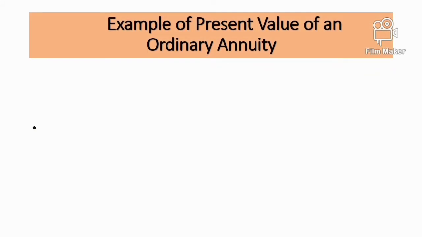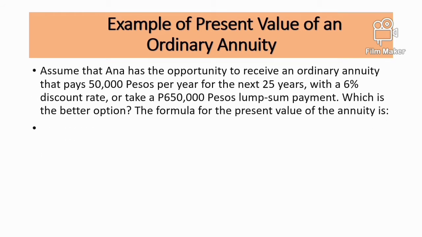Example of present value of an ordinary annuity. Assume that Anna has the opportunity to receive an ordinary annuity that pays 50,000 pesos per year for the next 25 years with a 6% discount rate, or take a 650,000 pesos lump sum payment. Which is the better option?